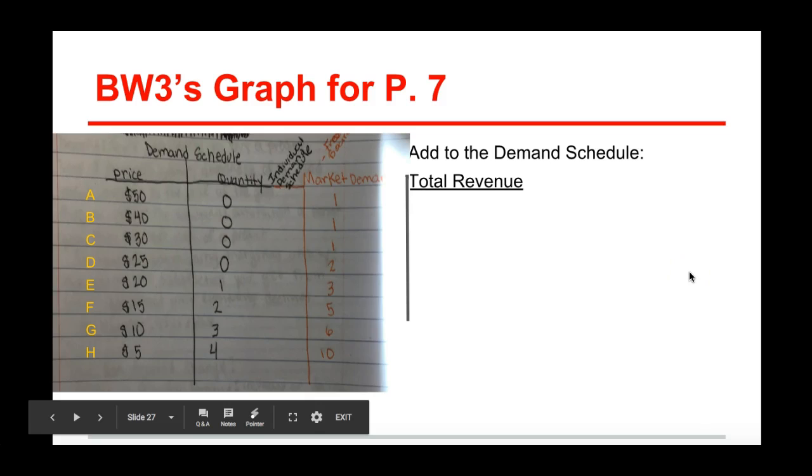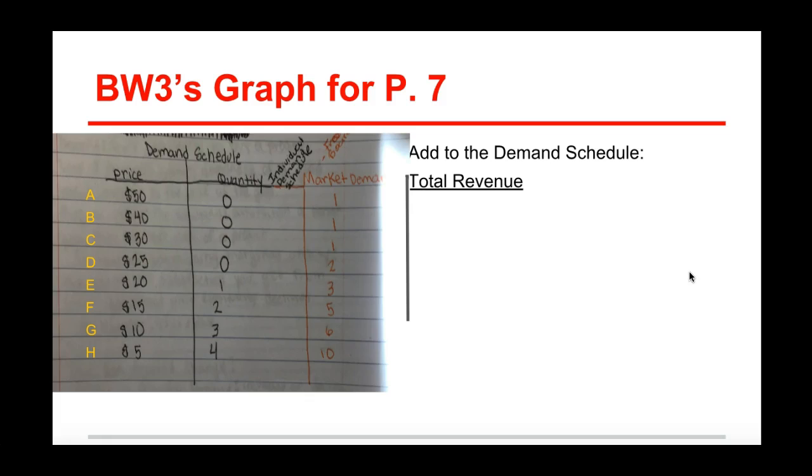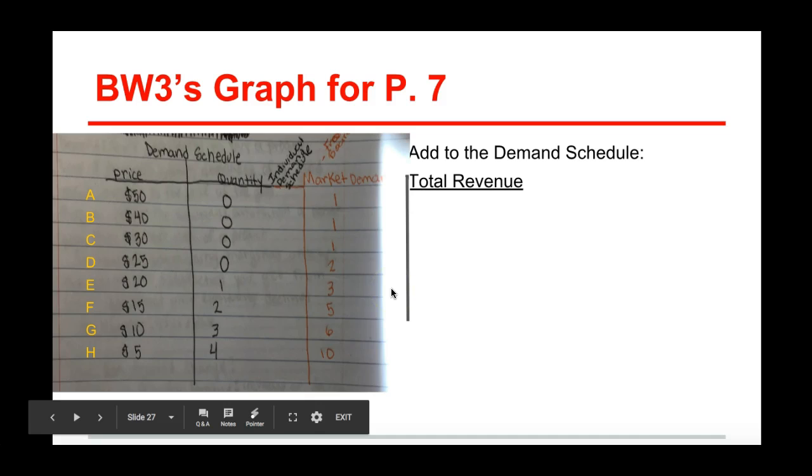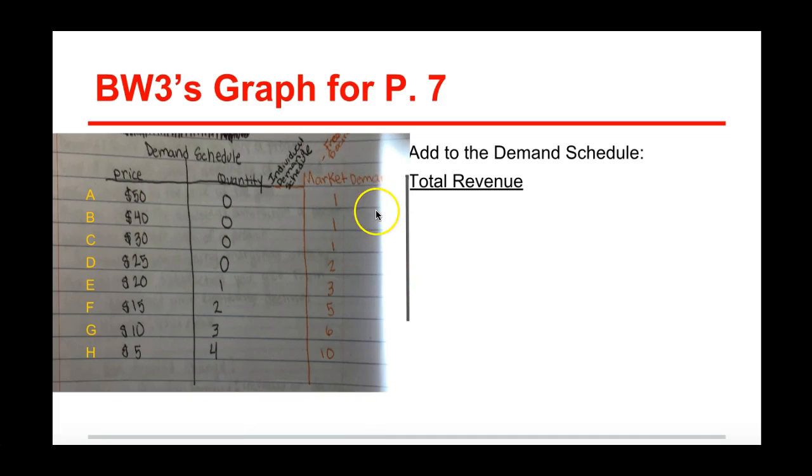Now, if you remember from the notes, I told you that total revenue is the total amount spent at any particular price. We figure out total revenue by multiplying price times quantity. Because everybody's individual demand schedule quantity is different, we're actually going to use the market demand for this. So everybody has the same total revenue. We're going to multiply price times the quantity of market demand.